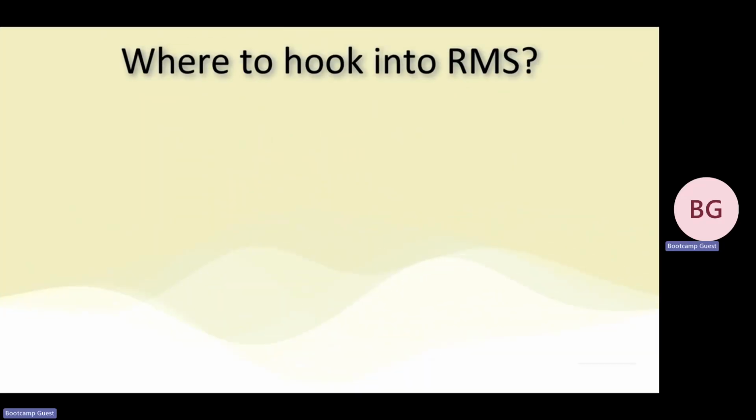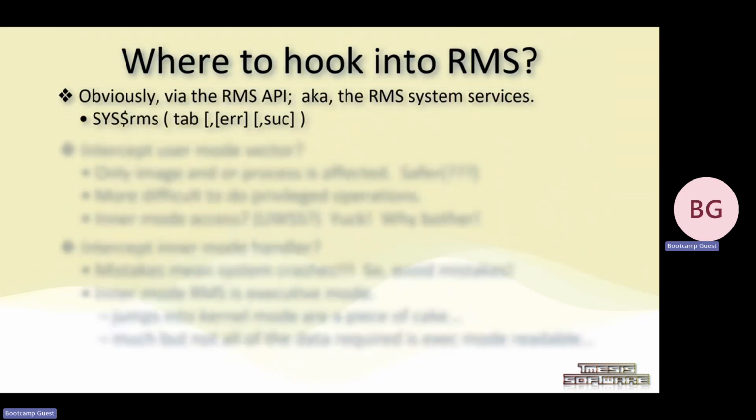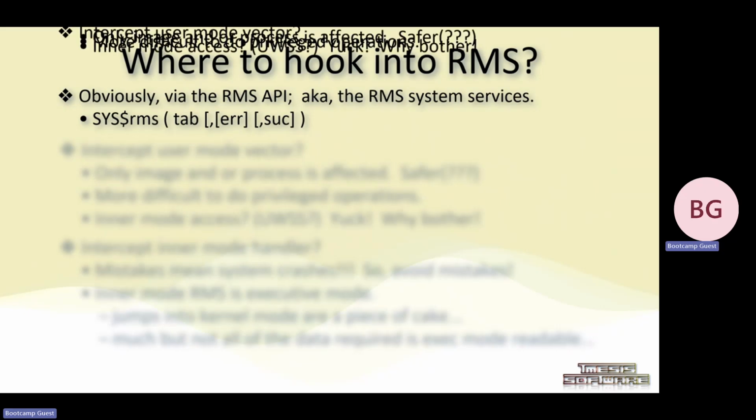We'll skip past all that other stuff. So anyway, I started looking at this thing and I said, well, I have to hook into RMS. Where am I going to do this? Obviously the RMS API, which is your various calls, puts and gets. Then the system services, which support all of RMS. That's your general form for all of RMS, a SYS$ whatever RMS function. There's the structure for it, and then you can put AST routines in there for error and success.